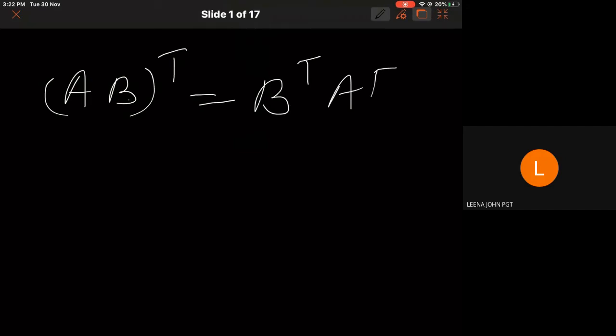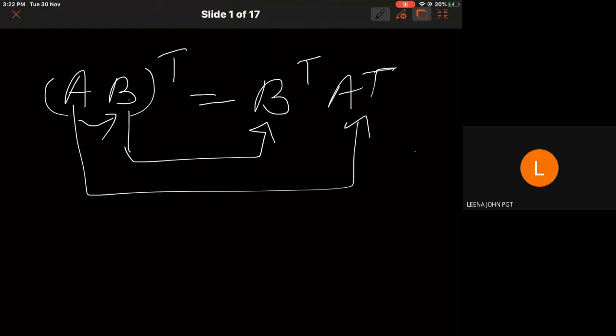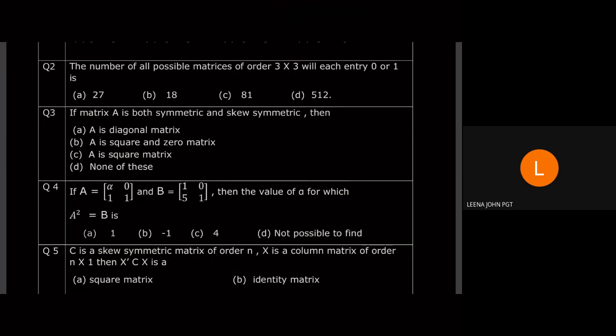You can just see that A into B is the order in which A and B are multiplied. Here, when you take the transpose, B comes first into the transpose of A. This is very, very important. The first one is missing.